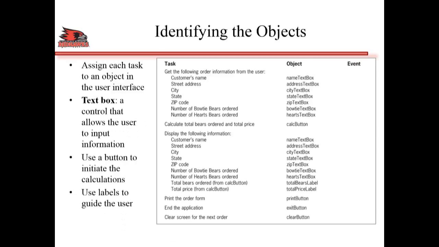So first, let's identify the objects that we would need to fulfill our application, to fulfill our project. So for the information we need from the user, we can just use text boxes. The text boxes are basically a certain kind of control that allows the user to input information, basically a blank space where the user can type characters or numbers. And these text boxes can be used to input the name, address, and all sorts of personal information and the number of different types of beers ordered.